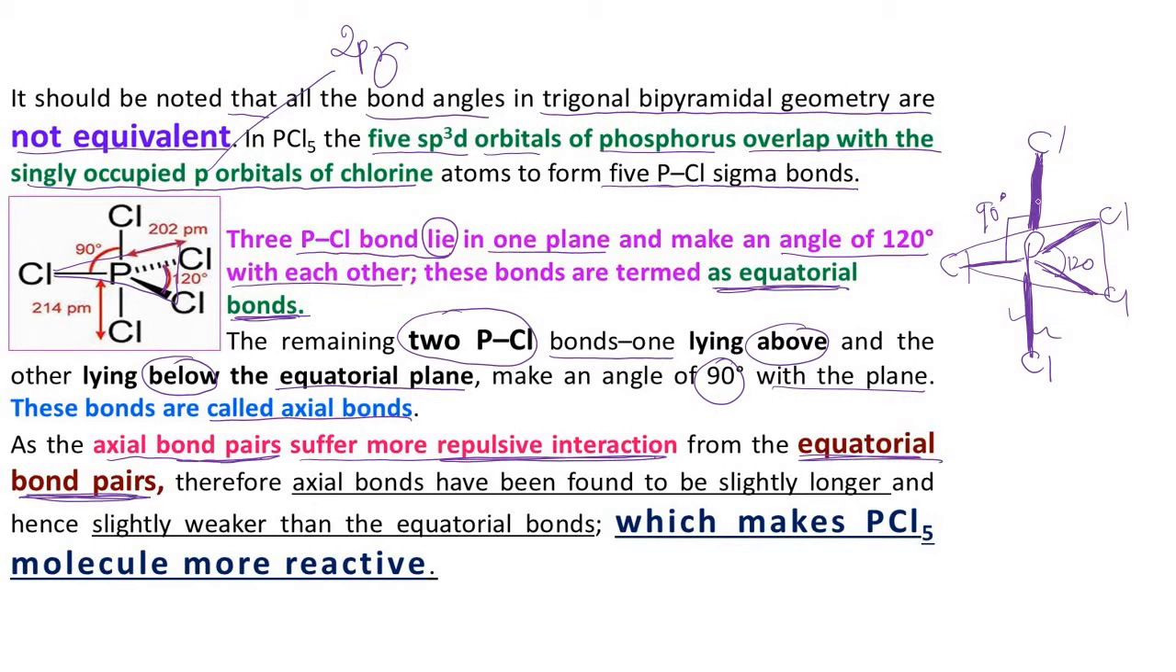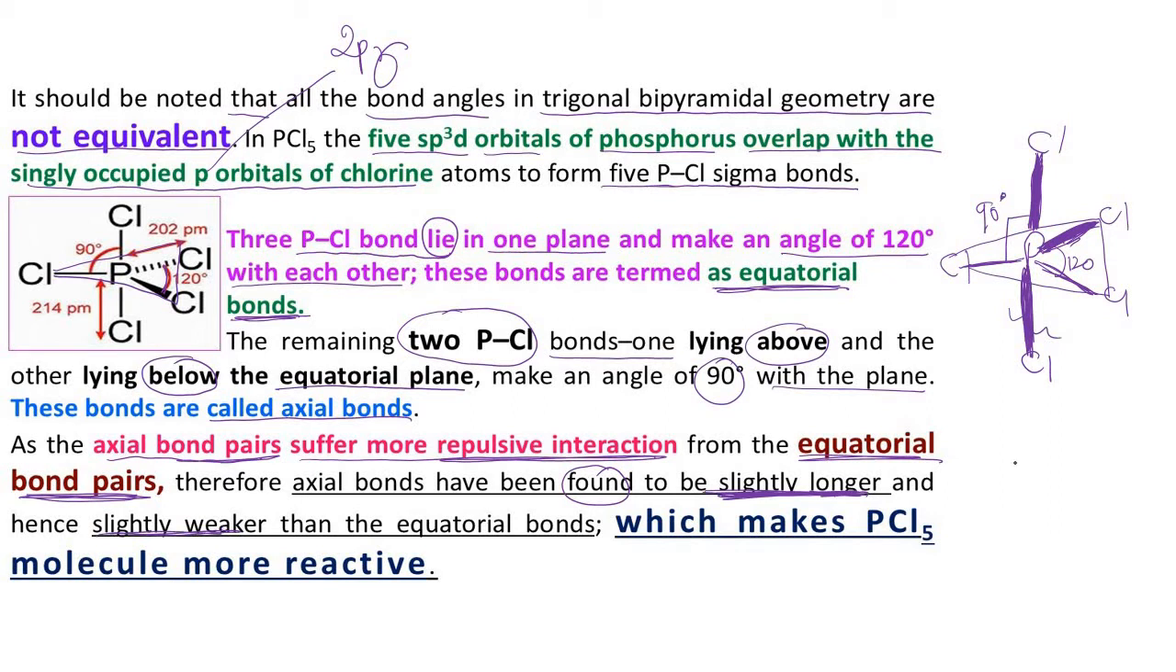It means that this bond and the equatorial bond will be having interaction, due to which the axial bonds are found to be slightly longer. This point you have to remember. Equatorial bonds are shorter, whereas the axial bonds will be slightly longer and hence slightly weaker.